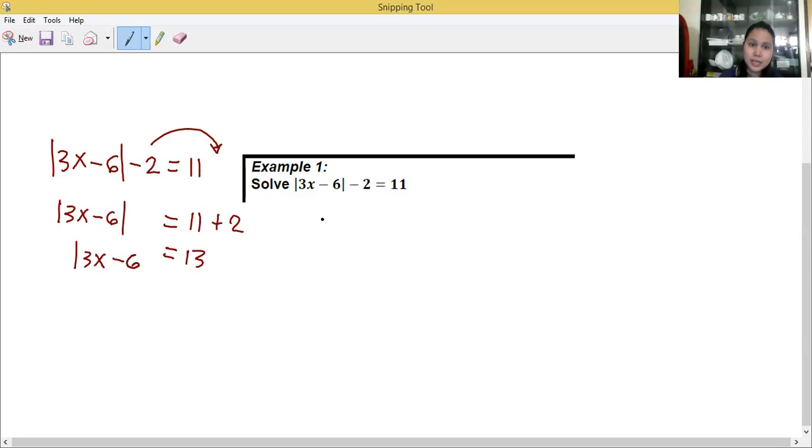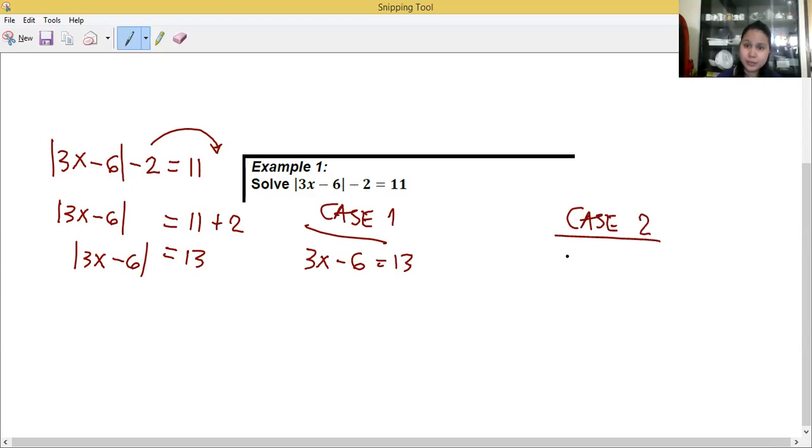Now let's do case 1. In case 1, we simply copy it without the absolute value. So 3x minus 6 equals 13. In case 2, we copy the absolute value like 3x minus 6, but the constant becomes negative, -13. You see the difference? This is positive 13. This is negative 13.